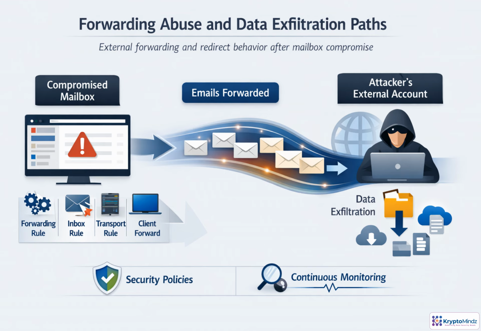After a mailbox is compromised, the attacker may not need to log in again. A hidden forwarding path can copy every useful message to an outside account. That path might be a mailbox forwarding setting, an inbox rule, a transport rule, or even client-side behavior. To the user, mail still appears normal, so the leak can continue quietly for weeks. Defense has two parts: prevent risky external forwarding wherever possible, and continuously monitor for new or unusual forwarding rules, especially to personal domains or unfamiliar destinations.